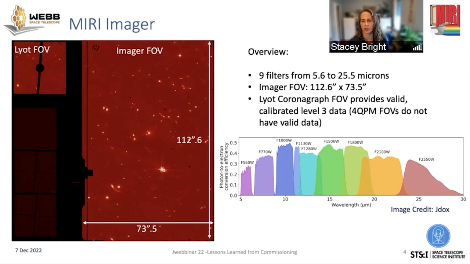We have a field of view of about 113 by 74 arc seconds. So this is the main imager field of view.